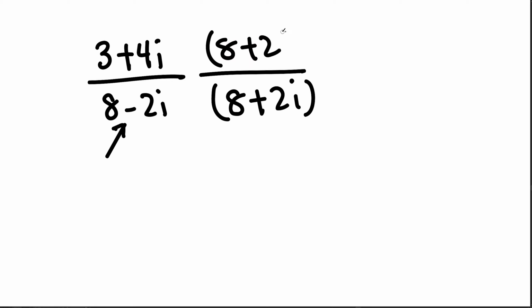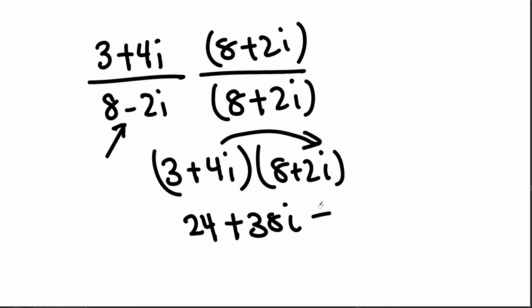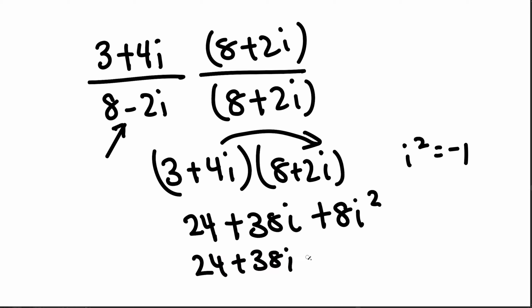Alright, so we do the same thing up top, and let's multiply it out. So (3 + 4i)(8 + 2i). That's going to be 24 plus 38i. And now, note the properties of i. We have 8i squared, and i squared is equal to negative 1. So 24 plus 38i minus 8. Then we have 16 plus 38i as our top, or as our numerator.